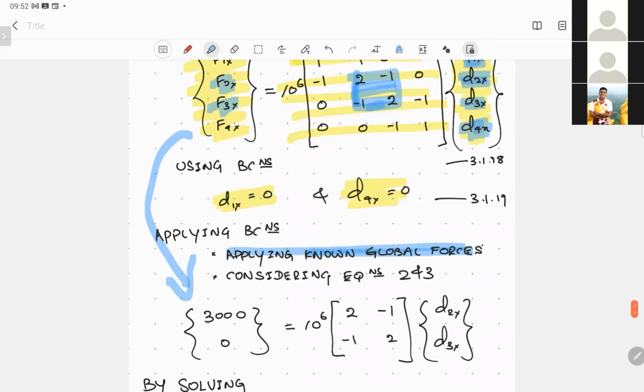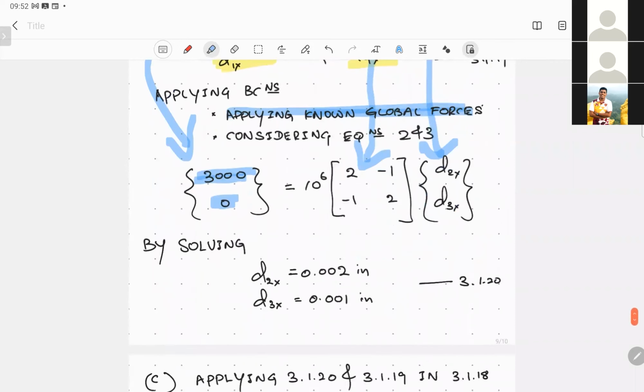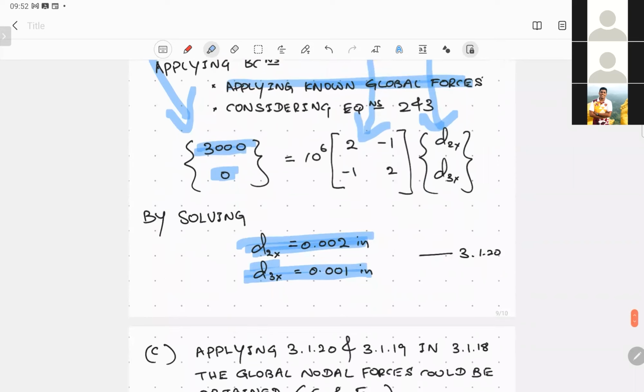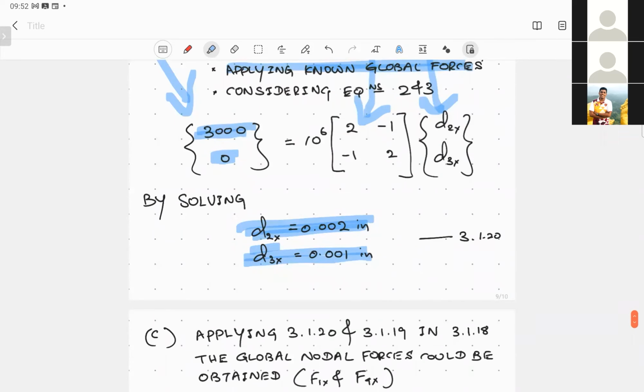if we consider the node number 2 and node number 3, the node number 2 is subjected to 3,000 pound force, and in node number 3 there are no external forces applied on the structure. And this is the extracted matrix which I have written here, and the corresponding non-zero displacements are d2x and d3x. By solving this, you would be able to get answers for the nodal displacements at node number 2 and node number 3 in x direction with respect to the global structure. Of course, these are global displacements.